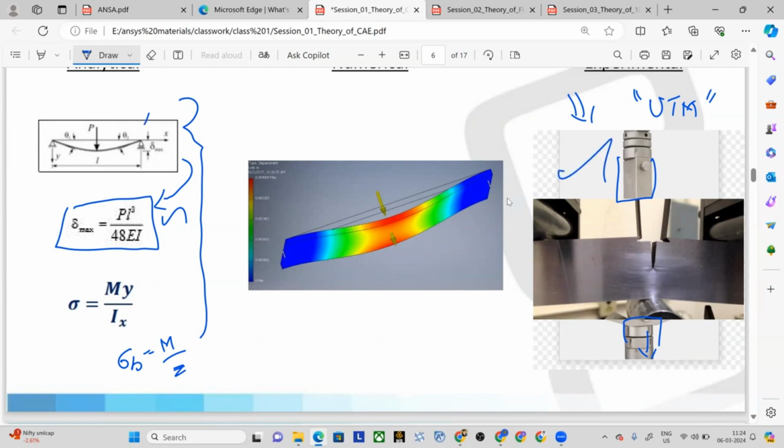But for our case, if you take the simply supported beam also, we'll be able to do it experimentally using the machines we have in the laboratory. Now there is one more method which is called the numerical method.